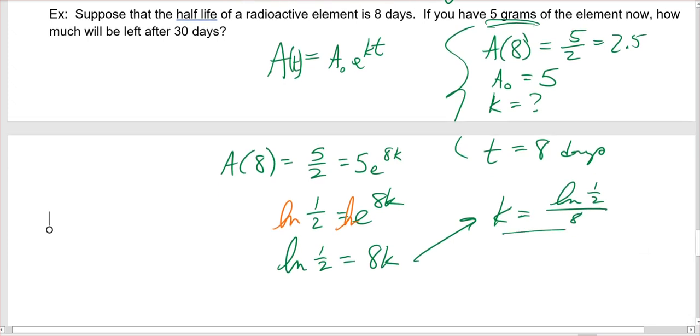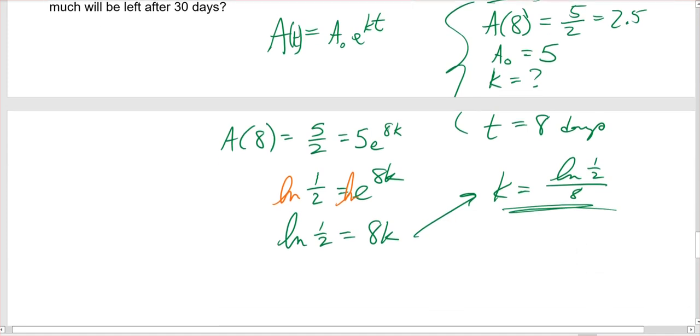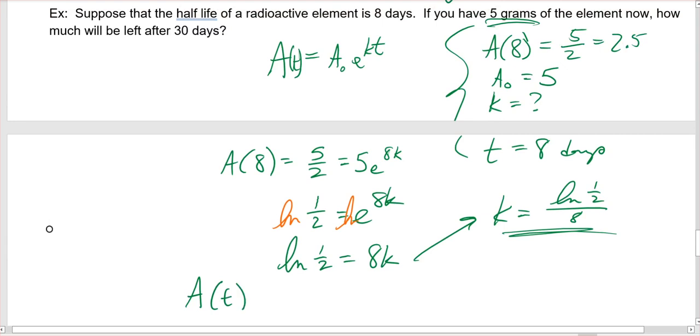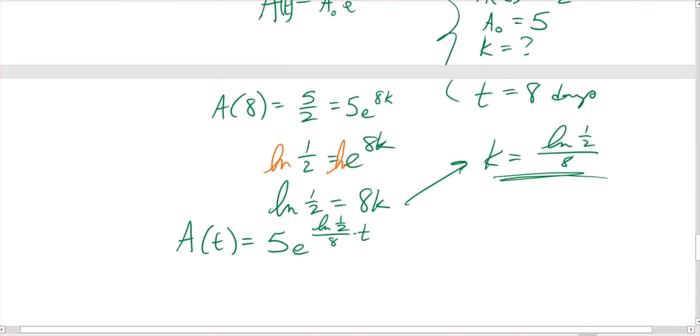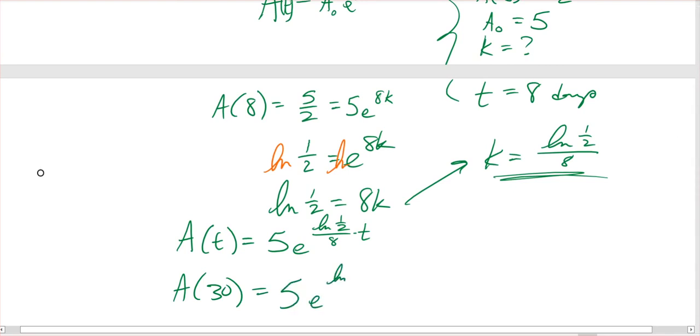Because now we can take this k value and put it into our nice function. We know that our function has to look like this, right? A of t has to be the amount we start with, times e raised to the k, which is natural log 1/2 over 8, times t power. So if we want to know how much is left after 30 days, we're just going to plug in 30. So we get A of 30 is 5 times e to the natural log 1/2 over 8 times 30. And again, for our exam purposes, that's exactly what we want. We don't have to simplify this anymore. This is just perfectly fine.